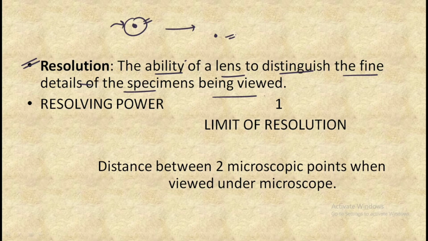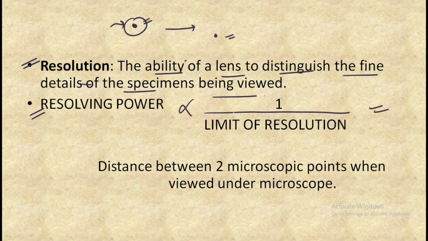And what is resolving power? Resolving power is actually the resolution only. That is, when a microscope has a good resolution, we could also say that the microscope has a very good resolving power. And when we compare the resolving power with the limit of resolution, they are inversely proportional. So we could say that resolving power is inversely proportional to the limit of resolution.